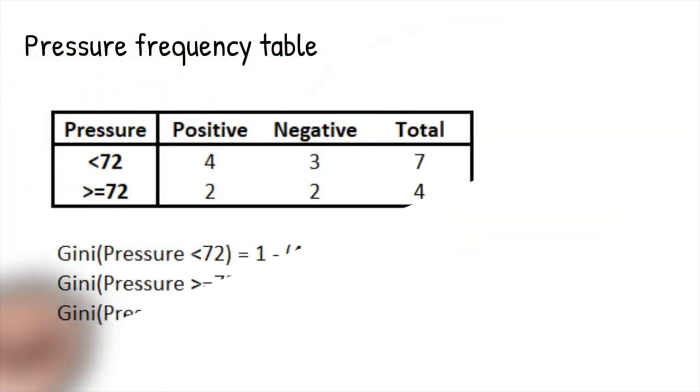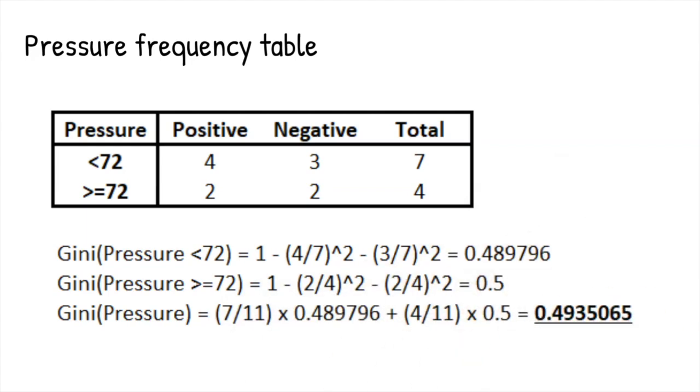Our second variable is pressure. We split pressure into 2 groups, lower than 72 and greater or equal than 72. For the group that is lower than 72, the count of positive people is 4. And the count of negative people is 3. Again, total of 7 people with pressure less than 72. For the group with pressure higher or equal than 72, we have 2 that are positive, 2 that are negative, and a total of 4 people. Altogether, again, 11 people. Same 11 people.